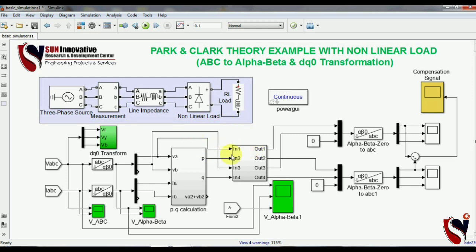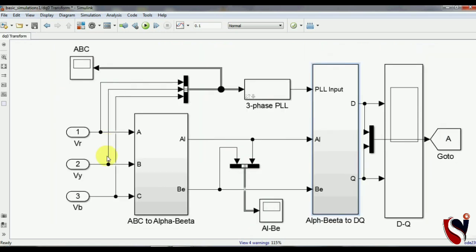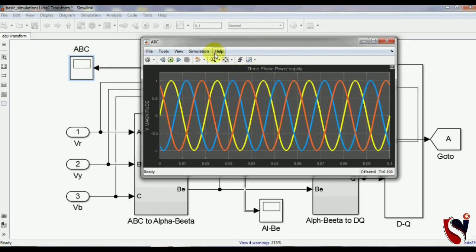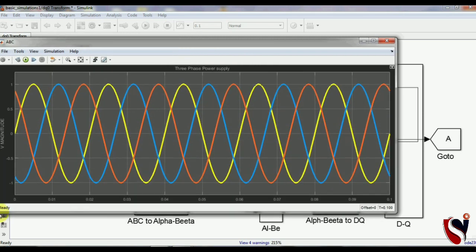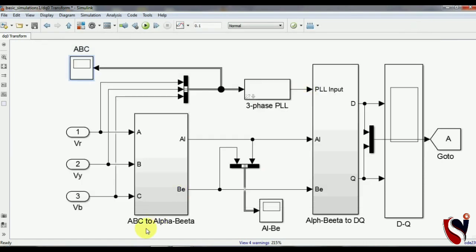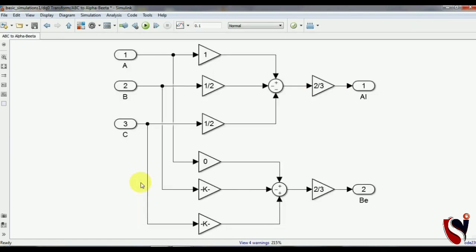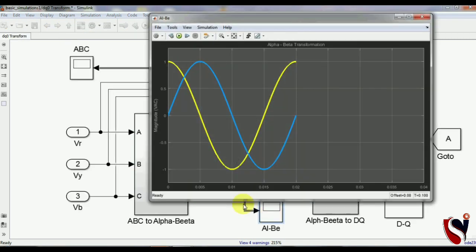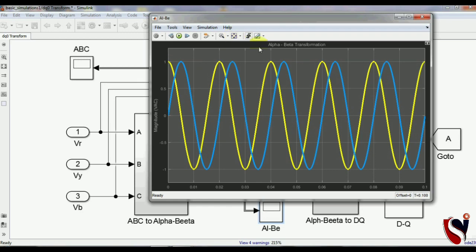And this is the dq main block. Again let me show you, this is the 3-phase power supply to which we have connected the non-linear load, and the signals need to be connected with the alpha beta block. This is nothing else, this is a matrix which is used to convert to alpha beta. So let me show you this alpha beta again also. This is the 2-phase, you can see, and the angle between them is 90 degrees.